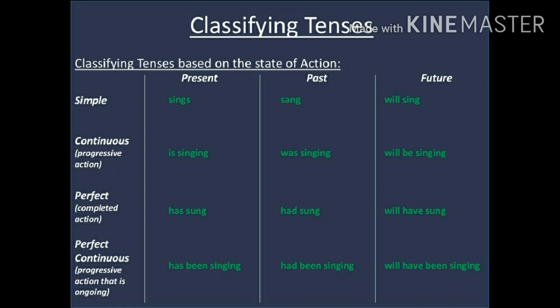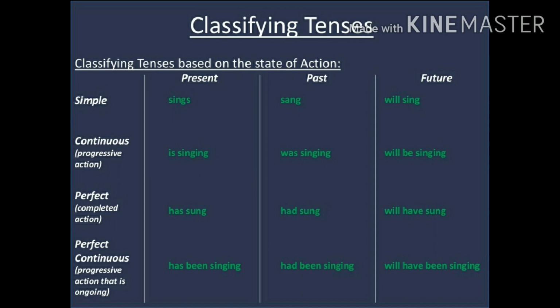So after classifying tenses according to the time of action, we classify tenses upon the state of action. That what is the state of action? And classifications on the base of state of action are four. What are they? Simple, continuous, perfect, and perfect continuous. So this is how we get all our tenses. Three types on the basis of time of action and four types on the basis of state of action.